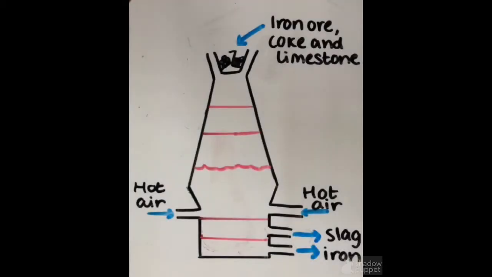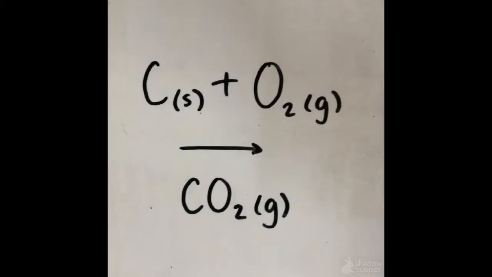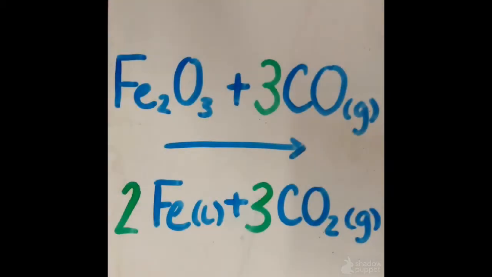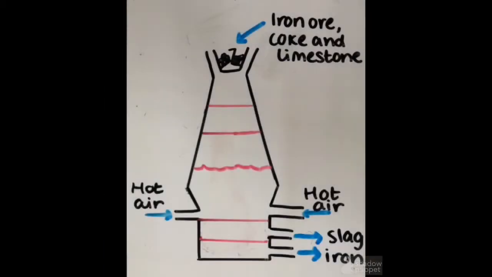Hot air is blown into the blast furnace to generate high temperatures for reactions to take place. The carbon in the coke reacts with oxygen from the air to form carbon dioxide. This carbon dioxide then reacts with more carbon in the coke to form carbon monoxide at high temperatures. This is the main reducing agent. The iron oxide is reduced, loses oxygen, by carbon monoxide to form iron and carbon dioxide. This iron is collected from the blast furnace as molten.